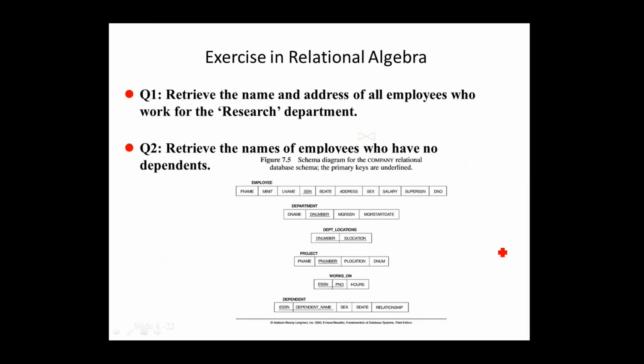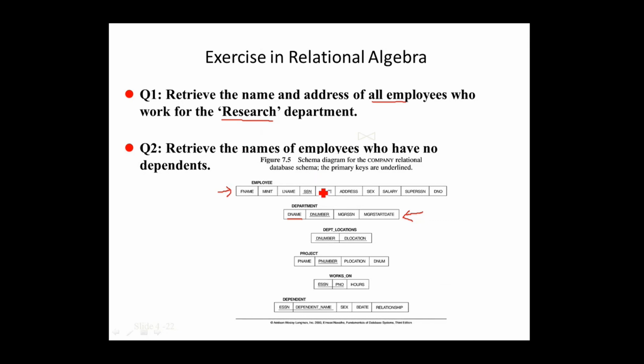We have looked at all the relational algebra notations. Now we'll take up these two simple exercises before we wind up. So here the query is: retrieve the name and address of all employees who work for the department by name research. So here we have the department name, department number, manager SSN, manager start date. The department name exists in the department table, whereas name and address of all the employees exist in the employee table.